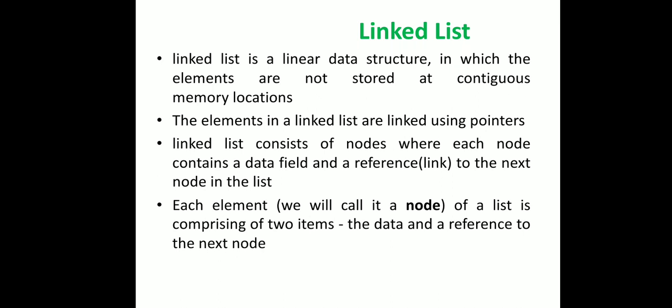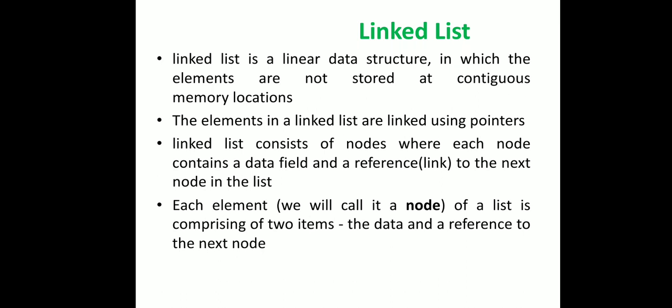What it means is that the elements are added one after another, so they are connected to each other in sequential fashion, but the addresses of the elements might be different, so they are not contiguous. The elements in the linked list are linked using pointers. So a question comes to your mind: if the addresses are different, then how are they connected to each other in sequential fashion? The concept of pointer is applicable here, through which they are connected to each other.